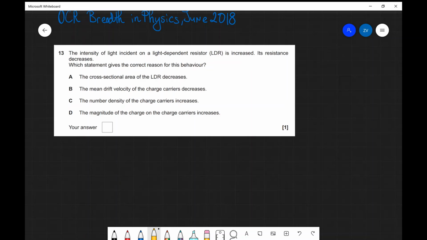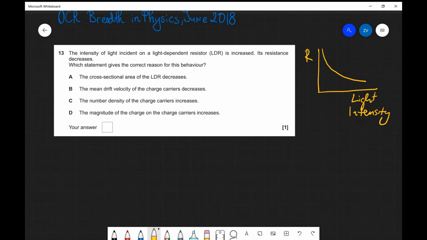Okay, moving on to question number 13, guys. The intensity of light incident on a light dependent resistor is increased, its resistance decreases. In other words, we've got the classic graph of resistance against light intensity, which has a shape sort of similar to this. So as we increase the light intensity, the resistance decreases. Which statement gives the correct reason for this behavior?